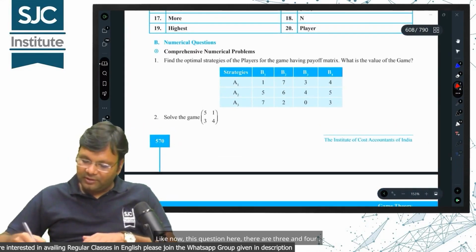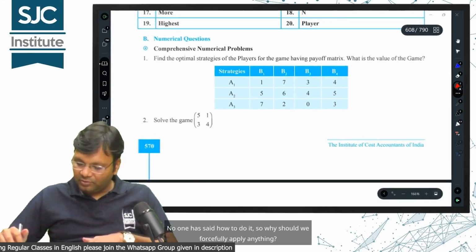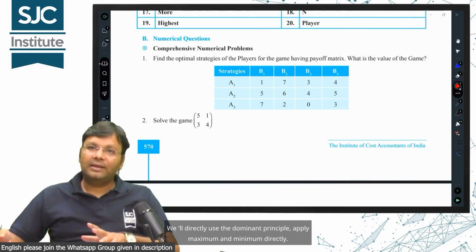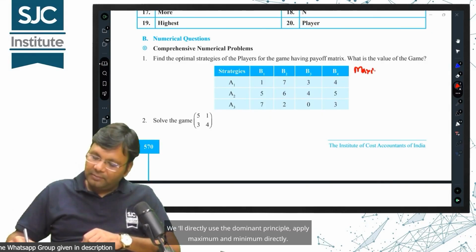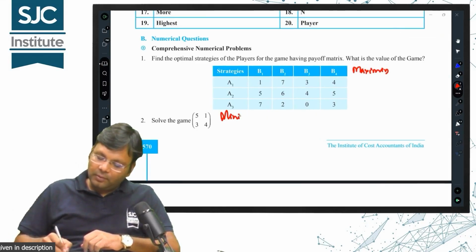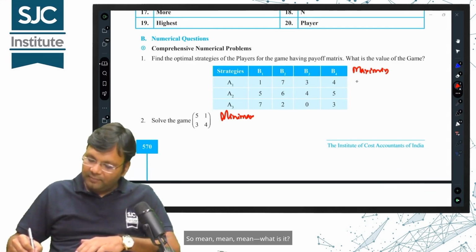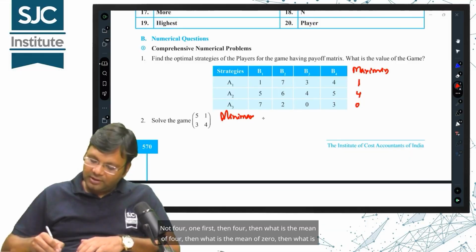Like now, this question here, there are 3 and 4. No one has said how to do it, so why should we forcefully apply anything? We'll directly use the dominance principle, applying maximum and minimum directly. Let's see what result we get from that. If the sum gets solved by that, then it's done. So what is the mean? First 1, then 4, then what is the mean of 0, then what is here?